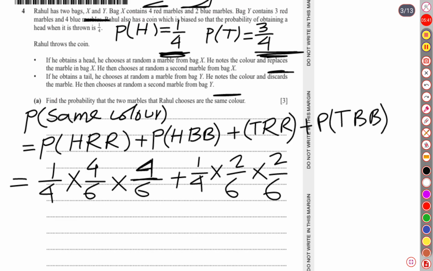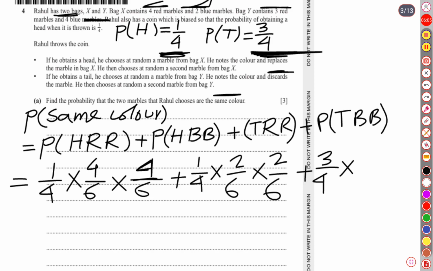Well, then the next two cases, when he obtains tail, the probability of tail is 3 over 4. So 3 over 4, and he is choosing the marbles from bag Y. Well, let's see how many marbles were there in bag Y. There were 3 red marbles and 4 blue marbles.